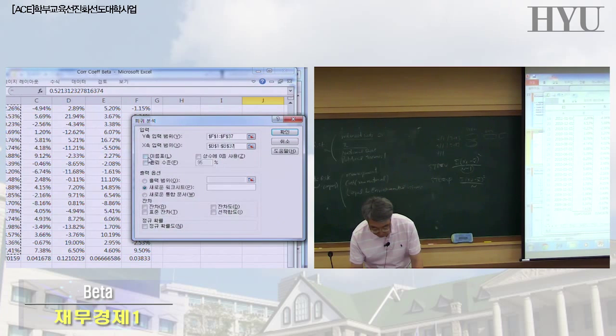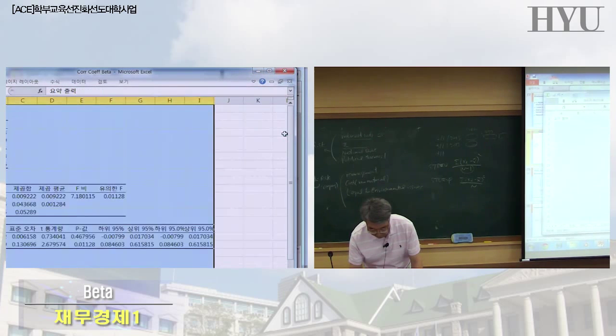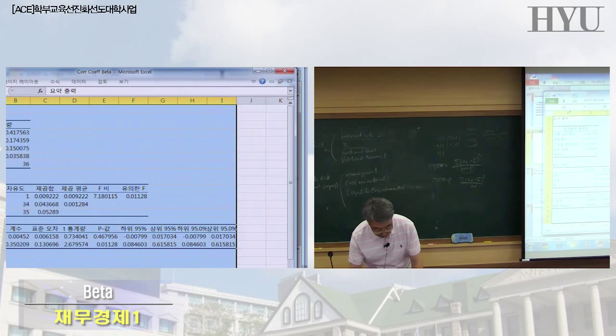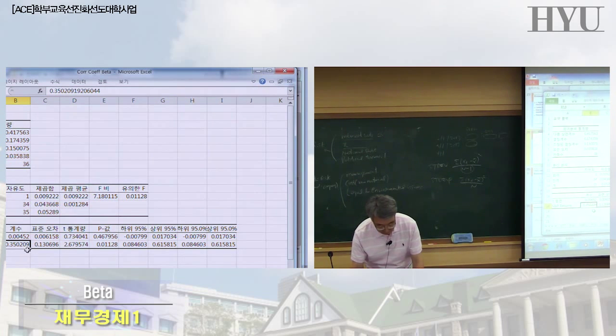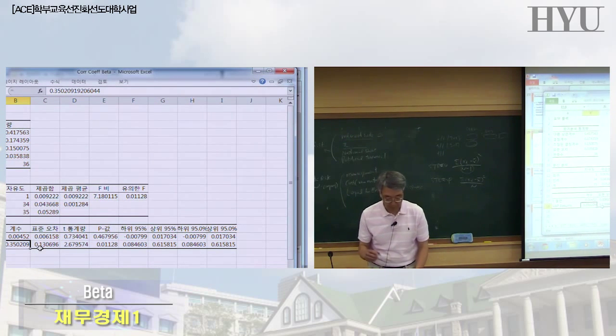And then make sure you check the label because you included the label, right? And then you can choose where you want your output. Let's say new worksheet, okay? And all the rest you don't need. Just click OK. All right. So here we go. We got the output, right? All you need to use here from this output is this number, the coefficient for S&P.